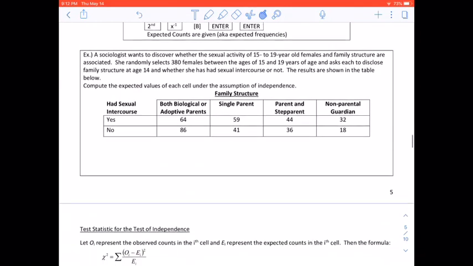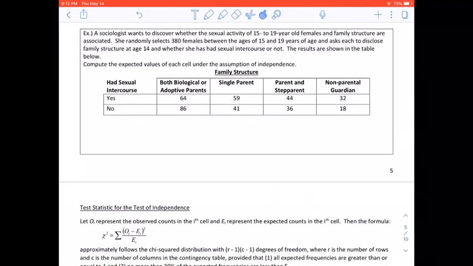The first example says a sociologist wants to discover whether the sexual activity of 15 to 19-year-old females and family structure are associated. She randomly selects 380 females between the ages of 15 and 19 years of age and asks them to disclose family structure at age 14 and whether or not she's had sexual intercourse. The results are shown in the table below. Compute the expected counts of each cell under the assumption of independence.